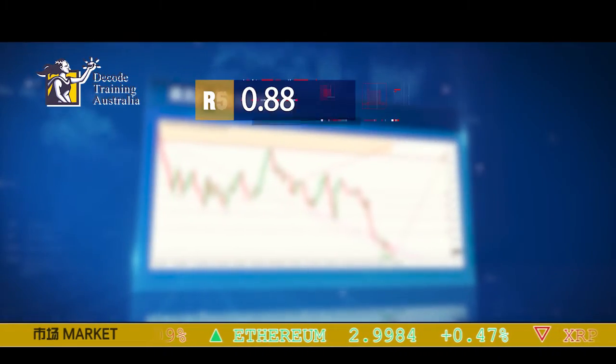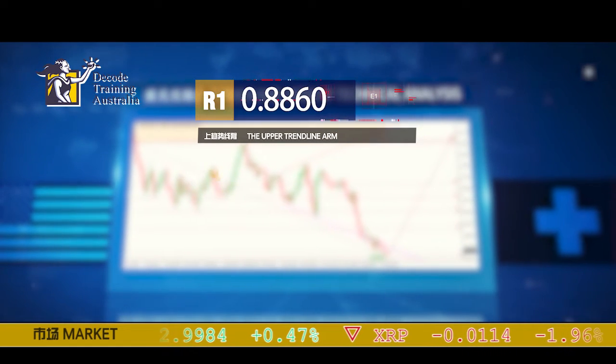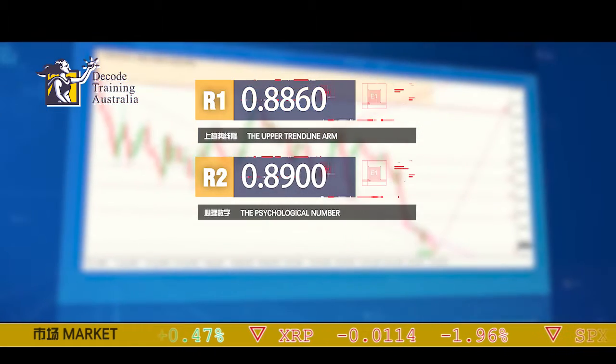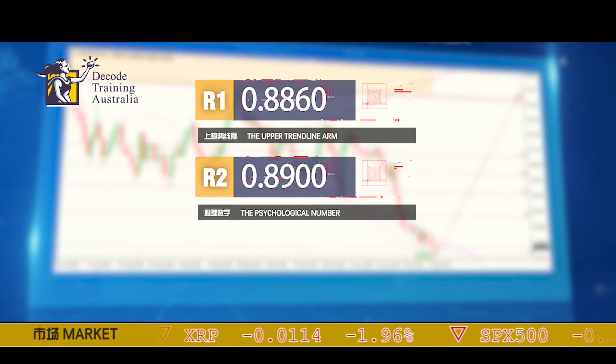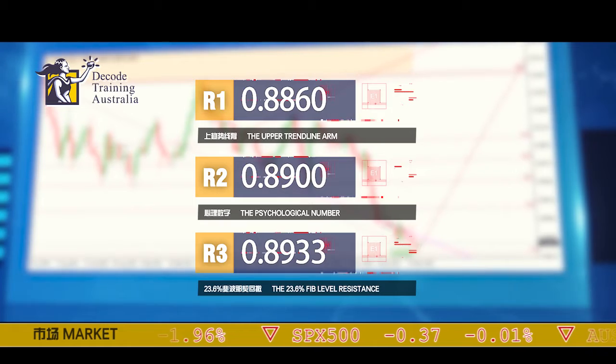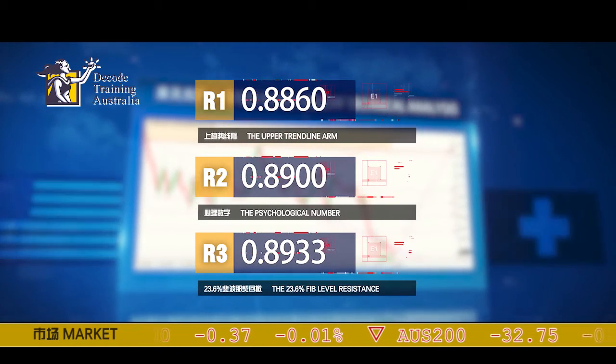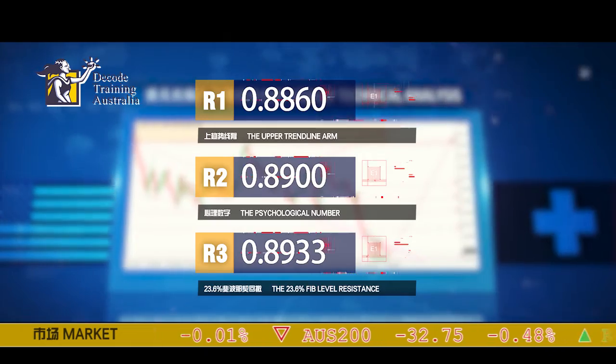As I'm speaking, the US Swiss pair is strengthening around 0.8845, with multiple resistance levels seen coming ahead. Looking at the chart carefully, the first resistance will be 0.8860, which is the upper trend line arm, and the second resistance will be 0.8900, which is the psychological number. The last resistance will be 0.8933, which is the 23.6% Fibonacci level resistance.